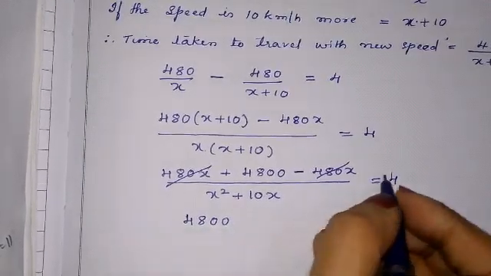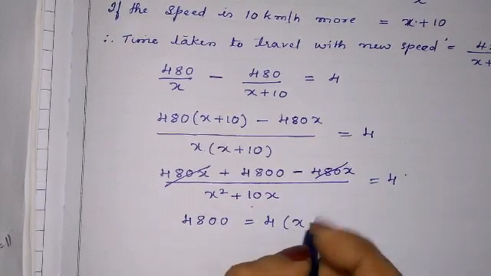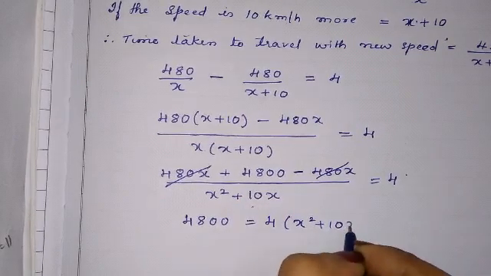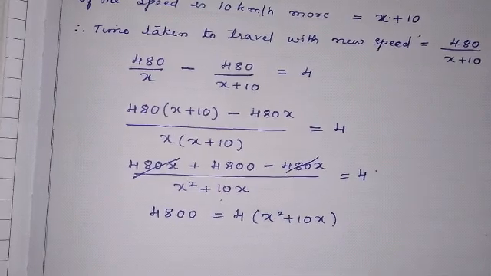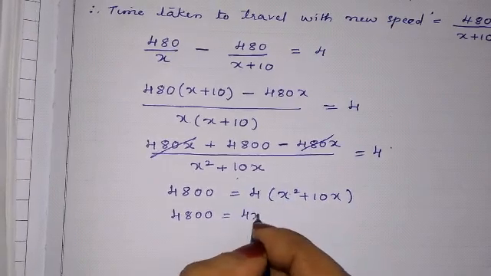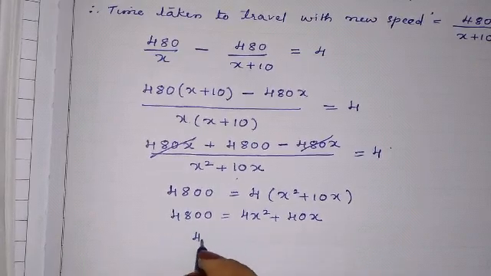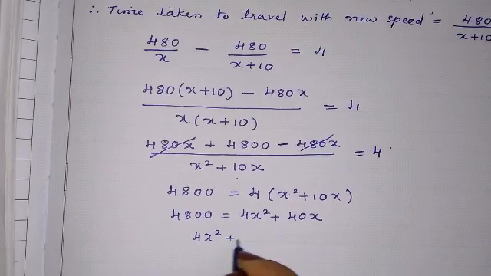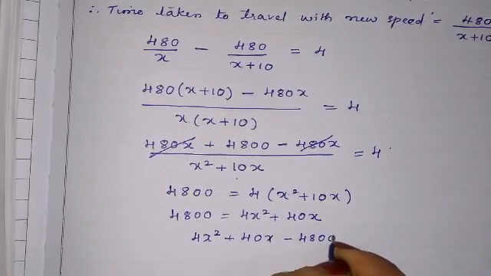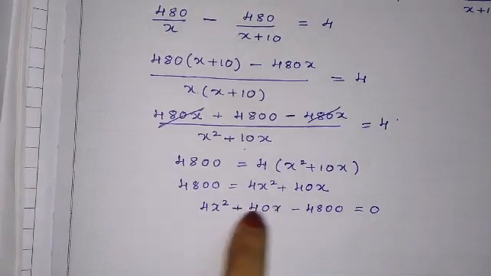4800. Let us multiply this side equals 4 into (x square plus 10x), we multiply here because divide is there. If we take that side, it becomes multiply. So now 4800 is equal to 4 into x, 4x square plus 4 tens are 40x. First let me write standard form properly: 4x square plus 40x minus 4800 equal to 0. Now we can see this whole equation is divisible by 4.